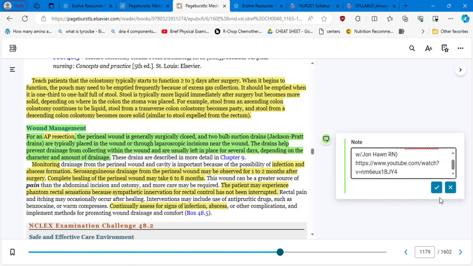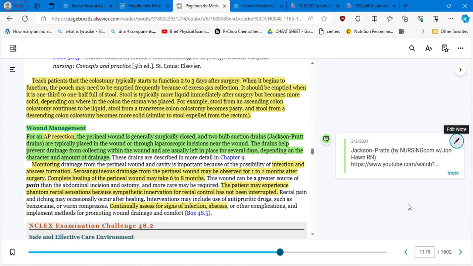Okay, thank you so much. I love this channel. Definitely a good source of information. So we already presented the Jackson-Pratt. Monitor infection and abscess formation. Serous drainage from the perineal wound may be observed for 1 to 2 months after surgery. Complete healing of the perineal wound may take 6 to 8 months.